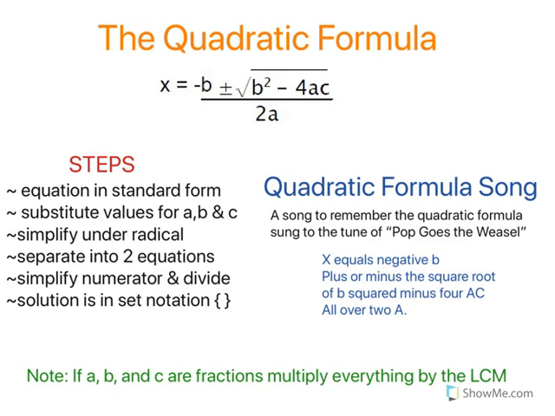Here we go. X equals negative b plus or minus the square root of b squared minus 4ac all over 2a. And there we have it.